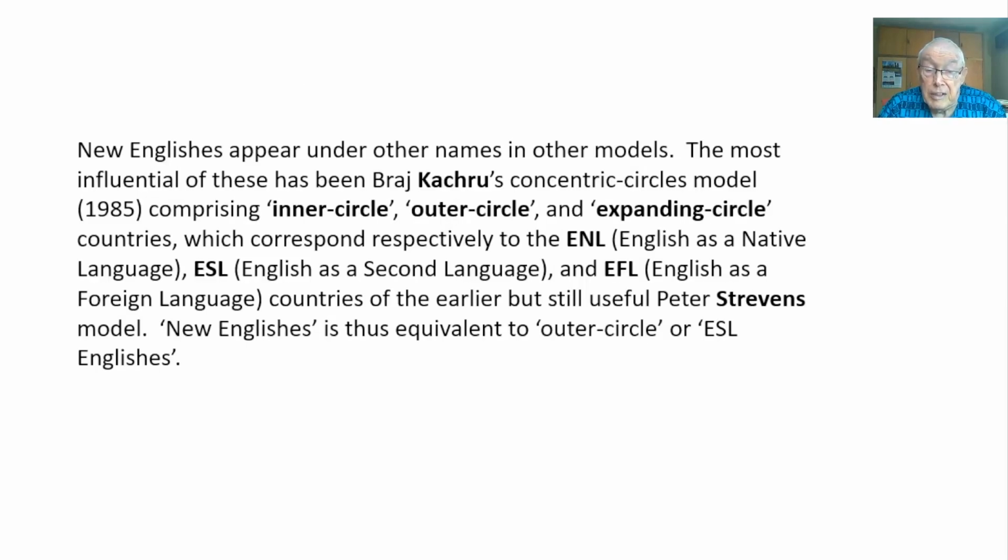New Englishes appear under other names in other models. The most influential of these has been Braj Kachru's Concentric Circles model, 1985, comprising inner circle, outer circle, and expanding circle countries, which correspond respectively to the ENL, English as a Native Language, ESL, English as a Second Language, and EFL, English as a Foreign Language, countries of the earlier but still useful Peter Strevens' model. New Englishes is thus equivalent to Outer Circle or ESL Englishes.